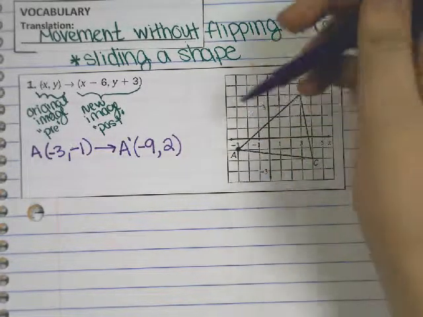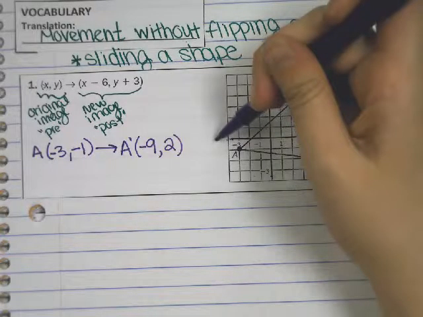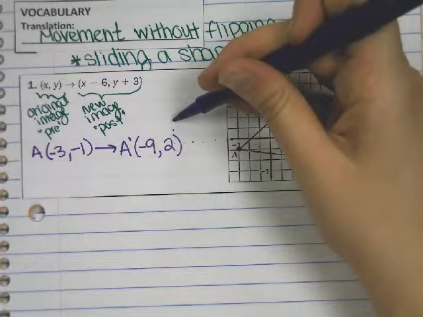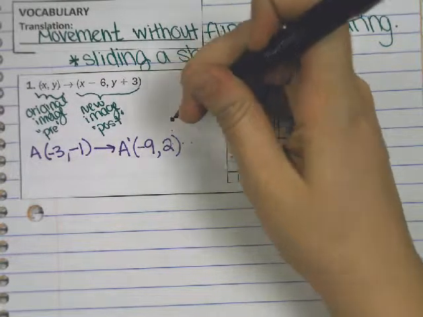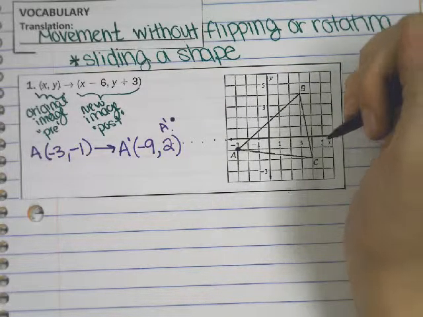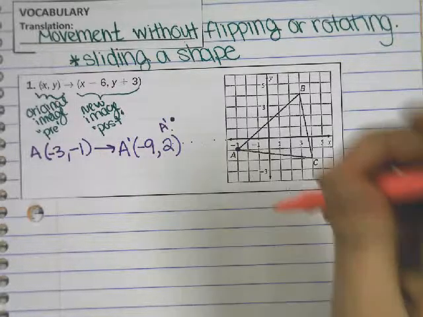So A started out right here, and we're moving it to -9, counting 5, 6, 7, 8, 9 over, up 2. Just do your best to put this point, A prime. It goes off the graph quite a bit, but I think we can handle it. A prime. So that's where A moves.